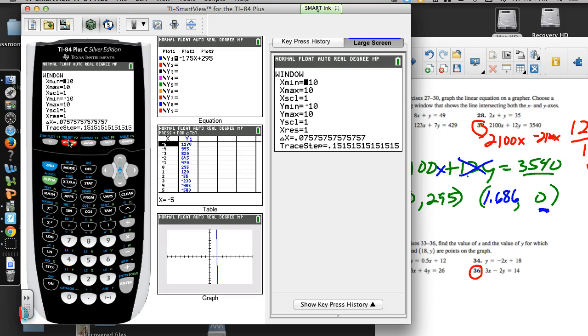And we realize that our x's, well, if we're at 1.686, maybe we want to go from -1 to 2. And we'll do that by ones. But our y's, we know we have to go from 0 to 295, so I'll try -1 to 300. And graph.